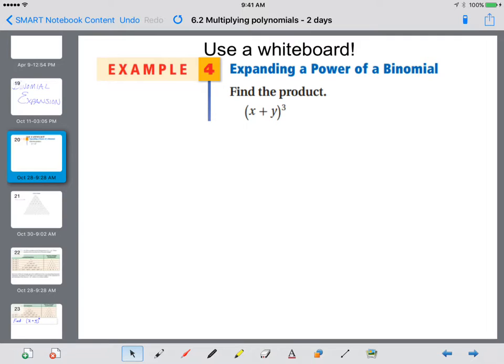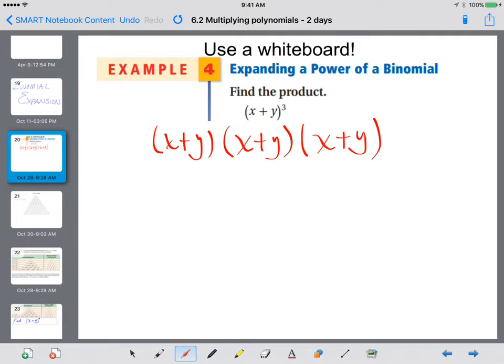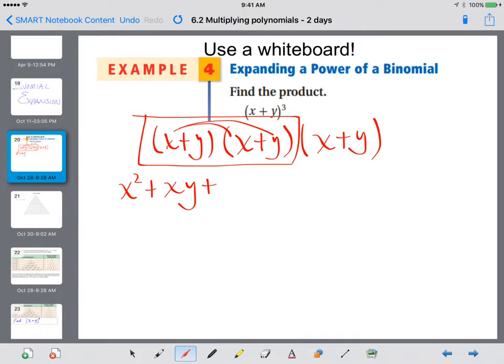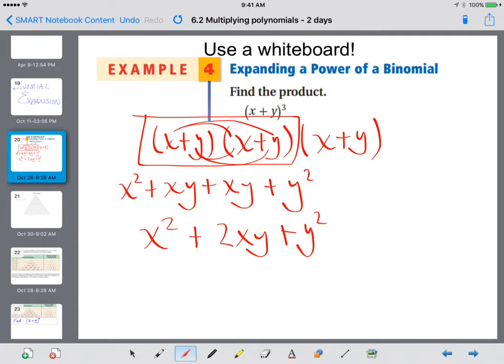So to find a product, x plus y to the third power, here's what this means. This means x plus y times x plus y times x plus y. And we can't do all three of them at the same time, but we can FOIL these two. I'm going to take x times y, and here's what we get. We get x squared plus xy plus xy plus y to the second power. Combine our like terms, we have x squared plus 2xy plus y squared, and we have to multiply that with x plus y. And so here we go.